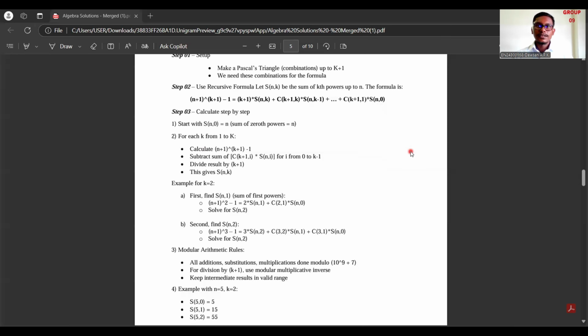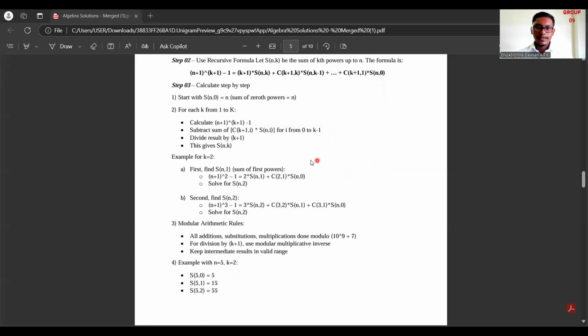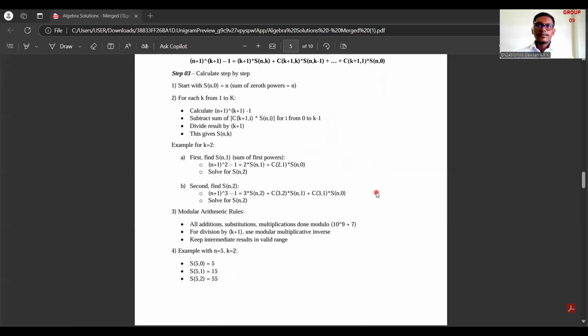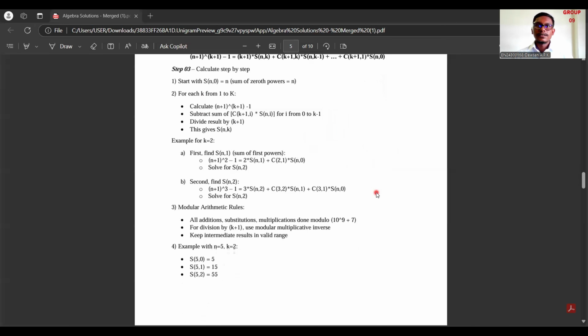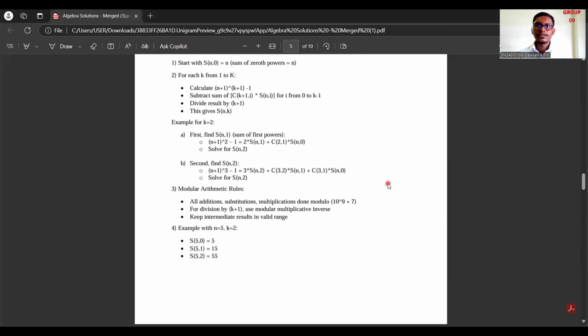Start with S n0 equal to n, the sum of the first terms. Then calculate each higher power up to k. Solve recursively using lower powers. Use modular arithmetic rules for calculations. Then step 4, modular arithmetic: perform operations modulo 10^9 plus 7 and use the modular inverse for division. Example, for n equal to 5, k equal to 2, S50 is 5, S51 is 15, S52 is 55.